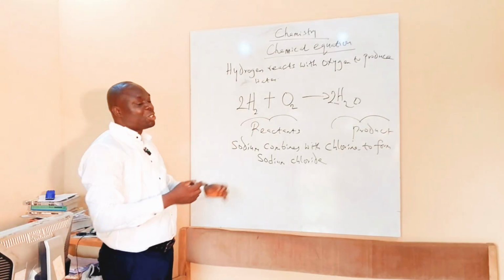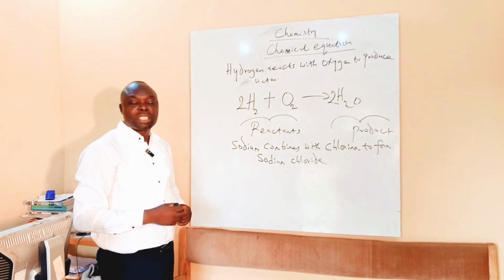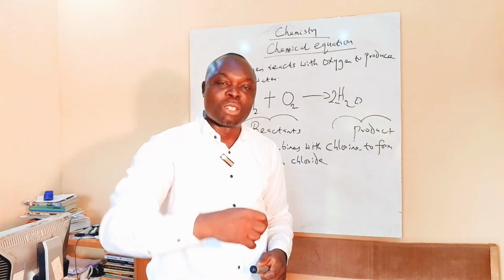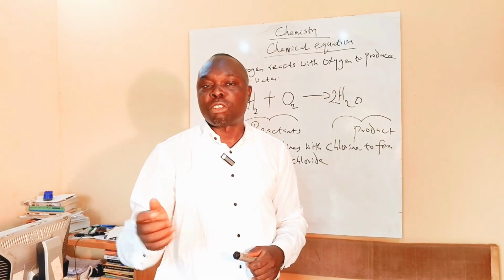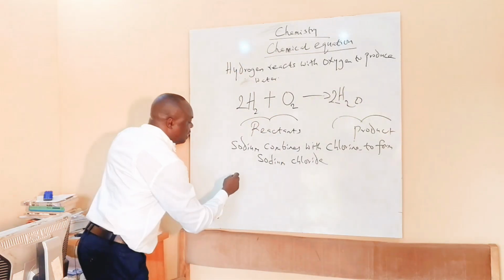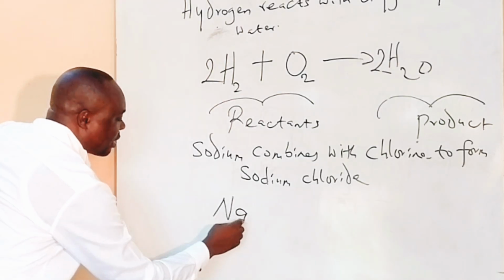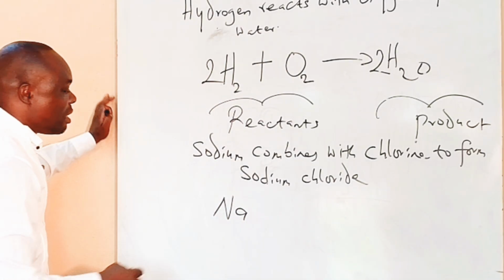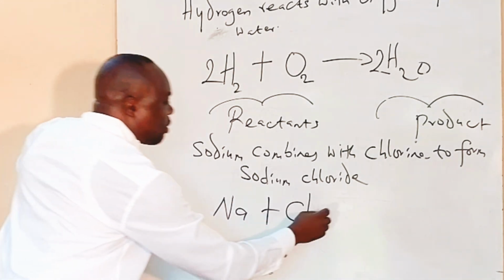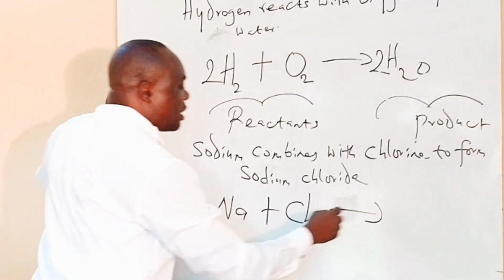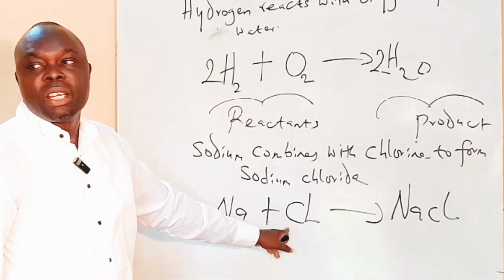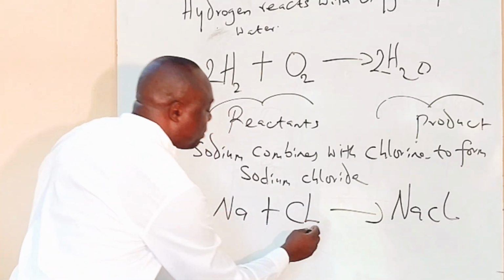Let us translate it into a chemical equation, because in chemistry we talk of chemical equations. We use them to represent the reaction that takes place between two or more substances forming the product. Okay, see. Now I have sodium. Sodium is Na, natrium, sodium, plus chlorine, Cl, to form sodium chloride. But chlorine is also diatomic.